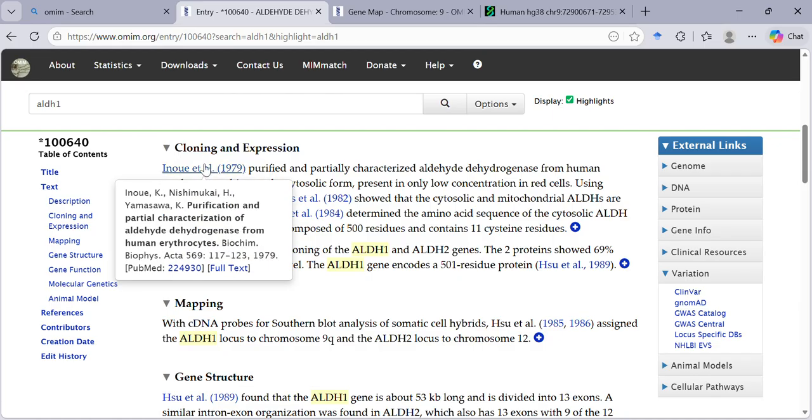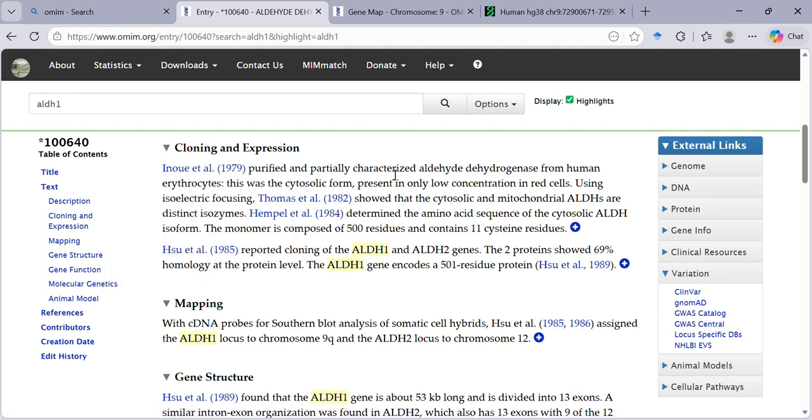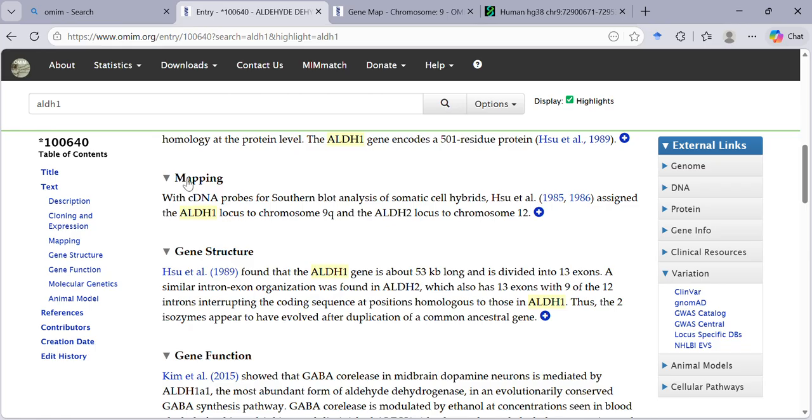In the results and discussion section. Then comes the cloning result, that these et al. purified this gene from human erythrocytes, and they have mentioned their findings. They determined that the amino acid sequence of this isoform monomer is composed of 500 residues and so on. These are the extra things that you can find here on cloning and expression. This expression tells you in which organ this gene is expressed. Okay, this is important for you.